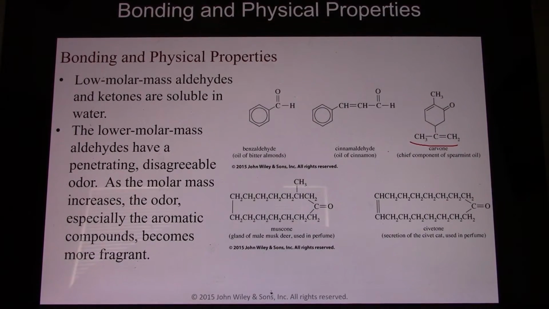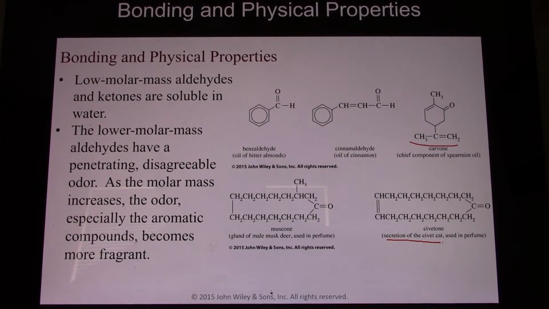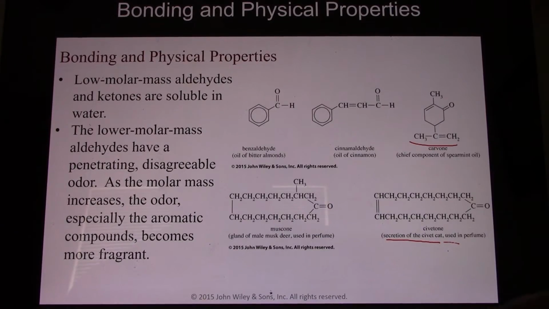And notice the ketone there, super important. Muscone, this is from the gland of the male musk deer. It's used in perfume for muskiness. Civetone, this is a secretion of the civet cat. And this is used in a lot of perfumes as a fixer.